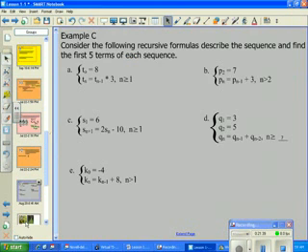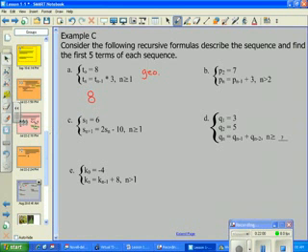Last but not least, I'm going to throw some recursive formulas at you, see if you can figure out what they are. So, for instance, that first recursive formula is geometric. It's just like the Sierpinski's triangle one. So, describe the sequence. First of all, this one is geometric. Let's come up with 5 terms of the sequence.